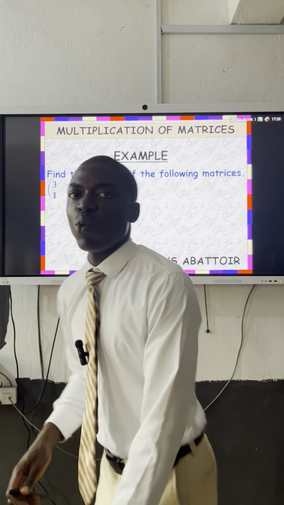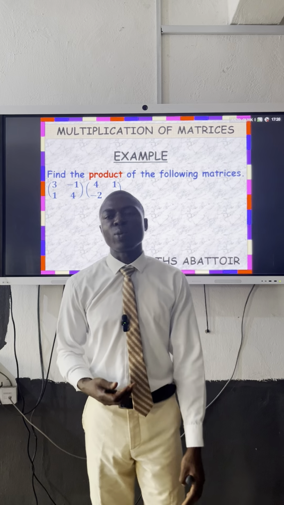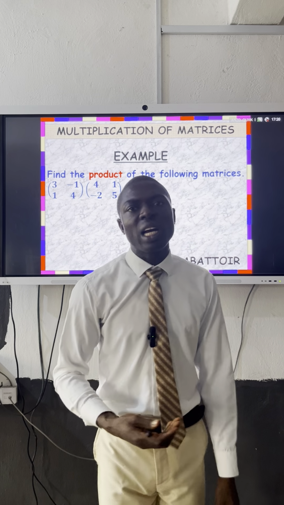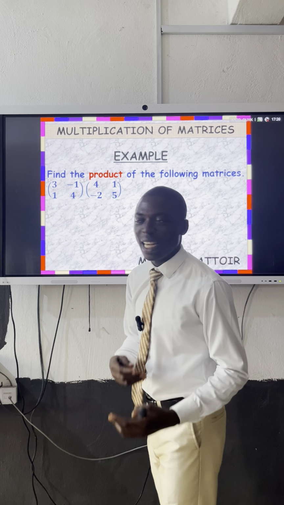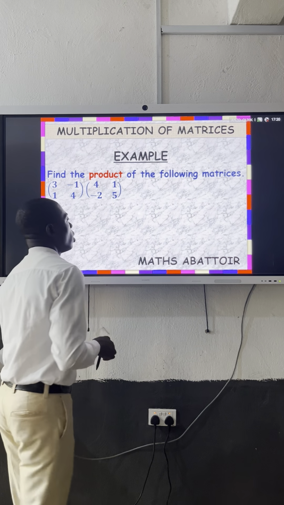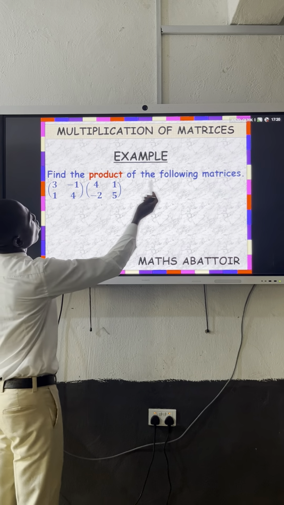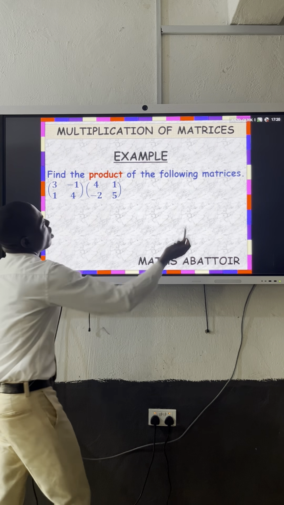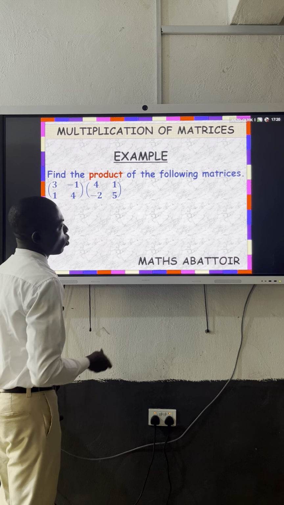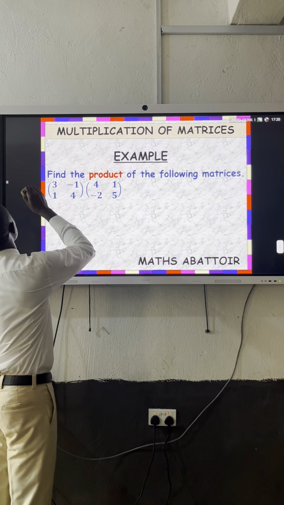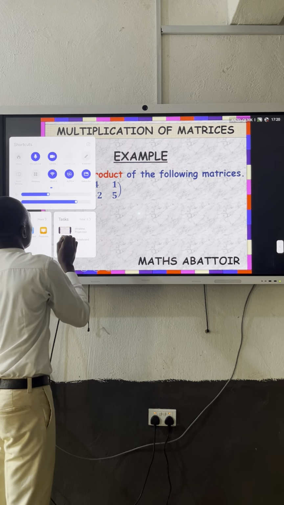All right, we want to look at how we can multiply matrices together today in Maths Albertois. So stay connected as I take you through. We are to find the product of the following matrices. Matrices means the plural of matrix. When you have more than one matrix, we call them matrices. So try and follow along as I take you through.